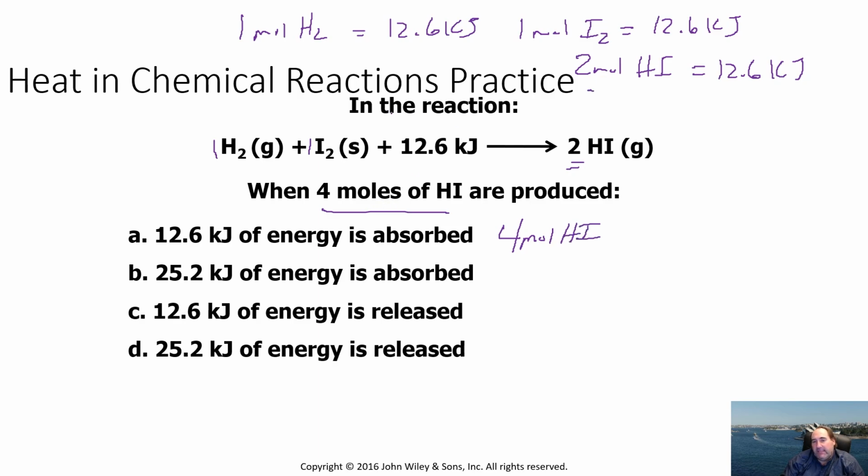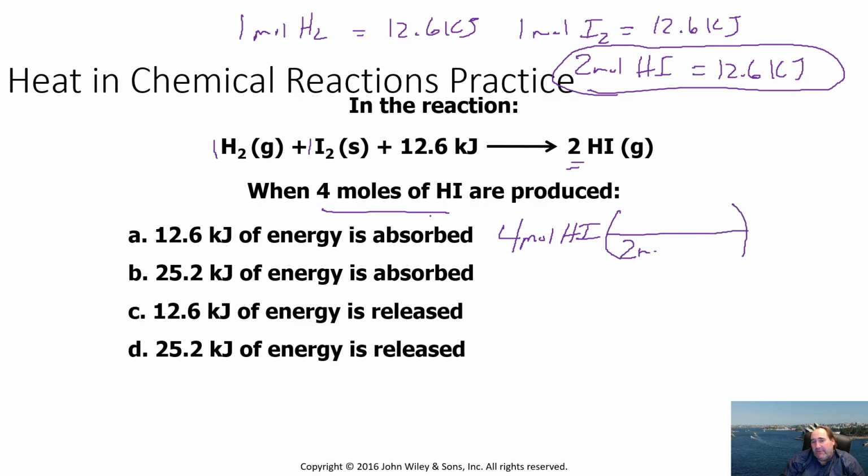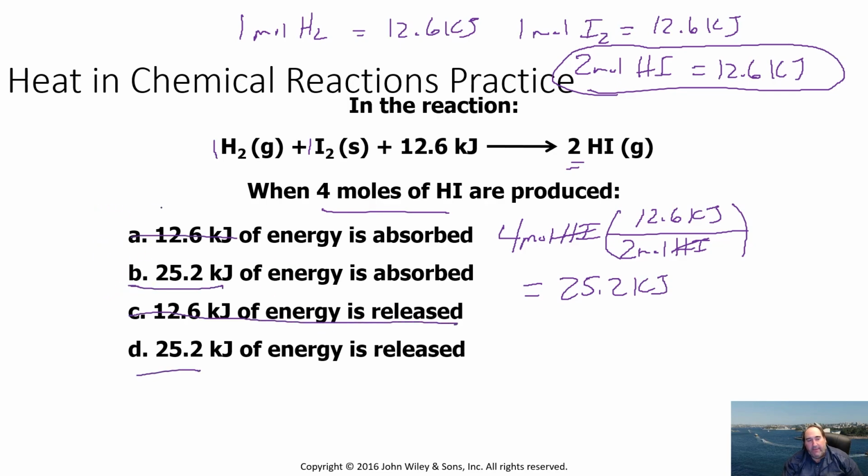So we could do sort of a dimensional analysis, 4 moles of HI. We could use the HI relationship here with energy and use it as a conversion factor. Just like normal, opposites will cancel. So 2 moles of HI on the bottom, 12.6 kilojoules up on top. Moles will cancel. Going to give us 4 times 12.6 divided by 2. Looks like 25.2 kilojoules of energy. All right, well, that's going to be either this one or this one. Definitely not going to be this one or that one.